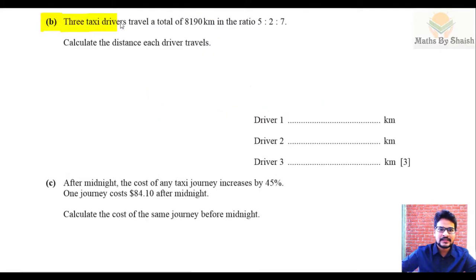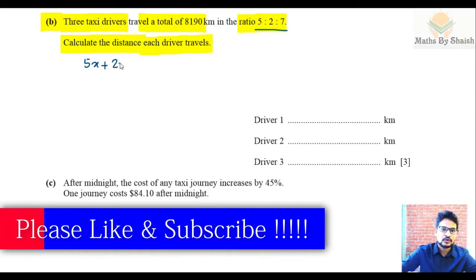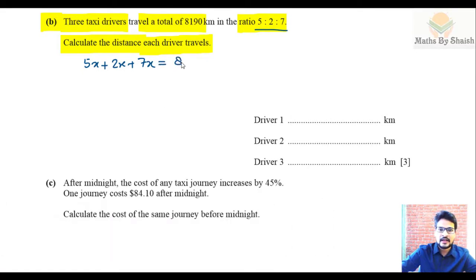B part, 3 taxi drivers travel a total of 8,190 km in the ratio 5:2:7. Calculate the distance each driver travels. So here we have the total distance 8,190 km in the ratio. So according to the ratio, the total is 5x plus 2x plus 7x, and now this is given as 8190. So from here we can get 14x equals 8190.